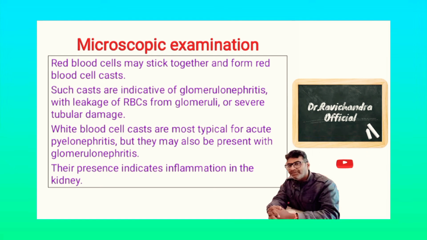Red blood cells may stick together and form red blood cell casts. Such casts are indicative of glomerulonephritis with leakage of RBCs from glomeruli, or severe tubular damage. White blood cell casts are most typical for acute pyelonephritis, but they may also be present with glomerulonephritis. Their presence indicates inflammation in the kidney.